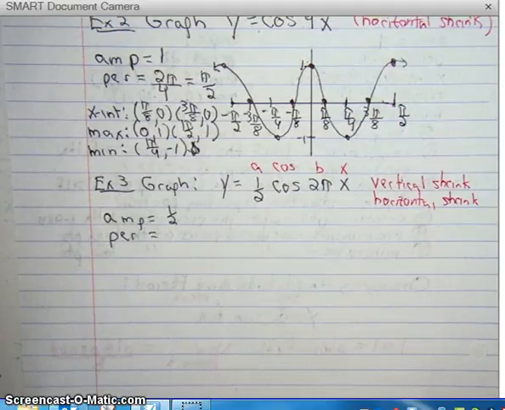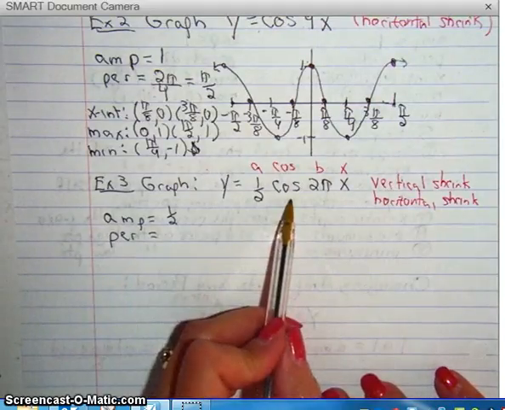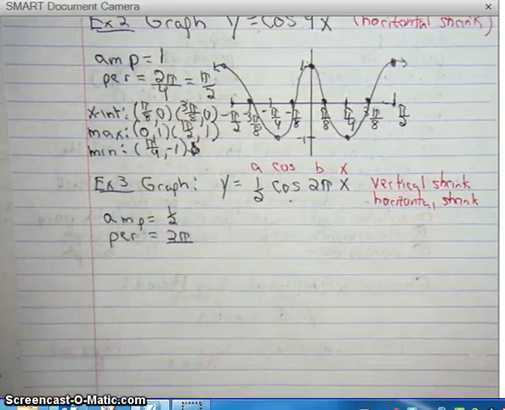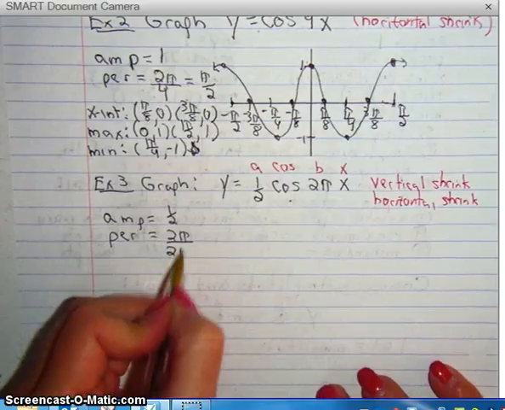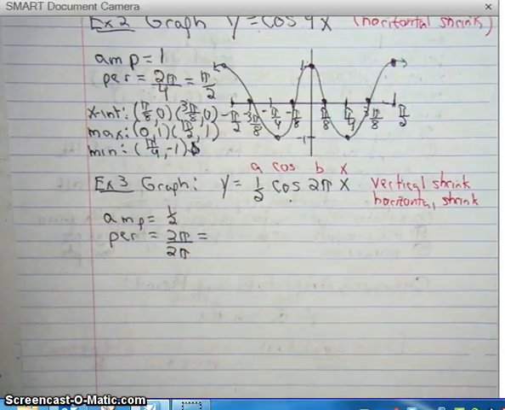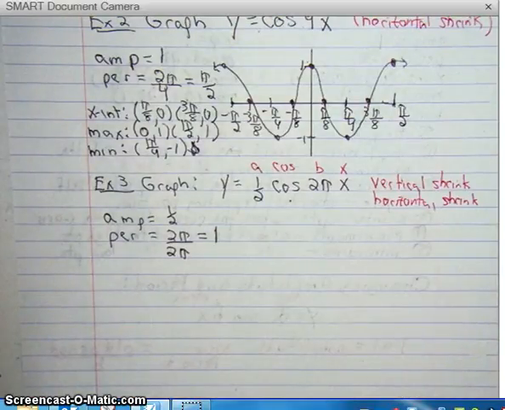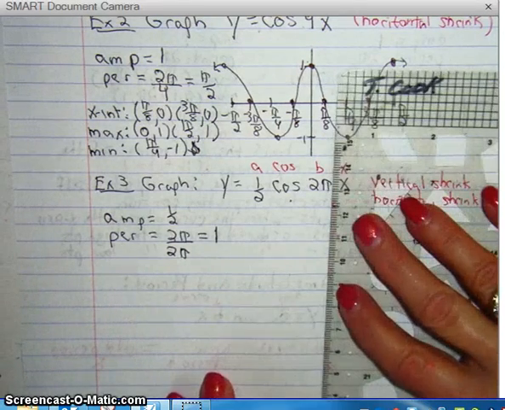Ariel, what is the normal period for cosine? 2 pi. And Ariel, what do we have to divide it by? Very good. So Ariel, what's the new period? Yes. How strange is that? Can you have a period that's not in pi units? Yes, you can. All right, we're going to do one positive, one negative.